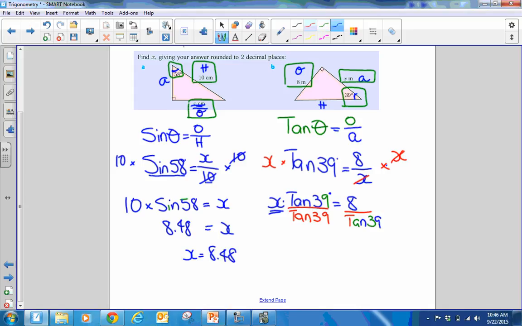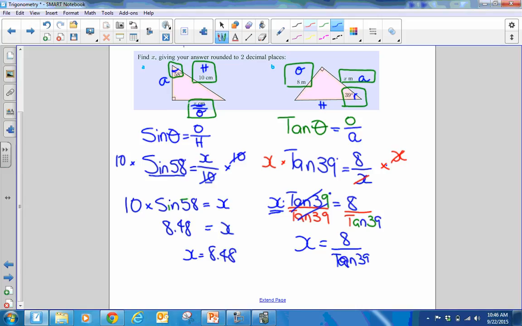Oh my God, it's like 3 colors. It's cool though. Okay, so now that I divide on both sides, that cancels, one on top, one on the bottom. So x equals 8 divided by tangent of 39.